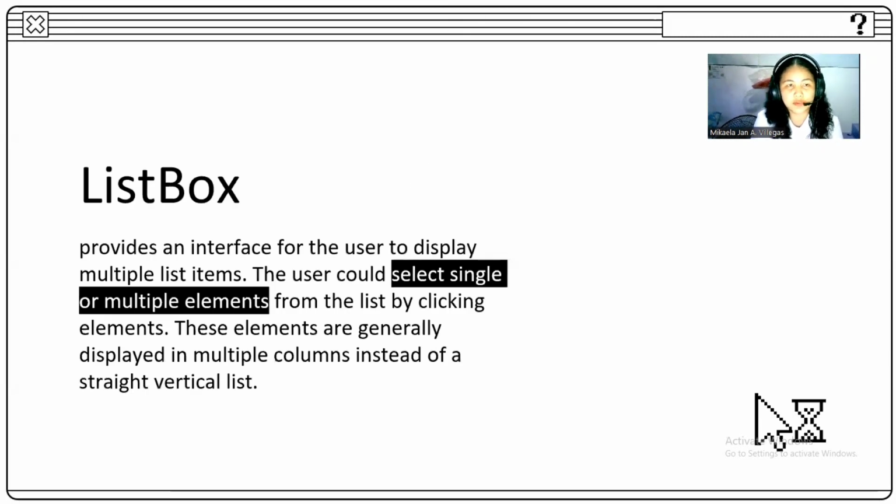So, what is Listbox? Listbox provides an interface for the user to display multiple list items. The user could select single or multiple elements from the list by clicking elements. These elements are generally displayed in multiple columns instead of a straight vertical list.